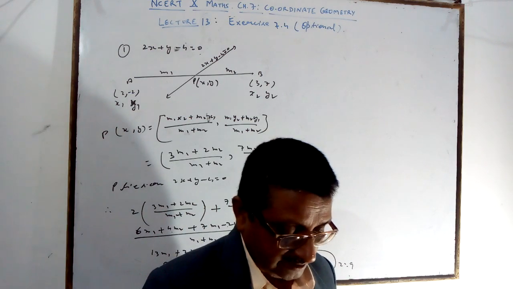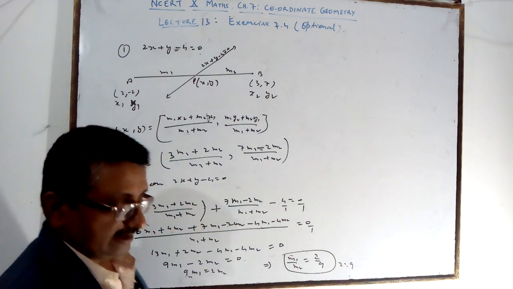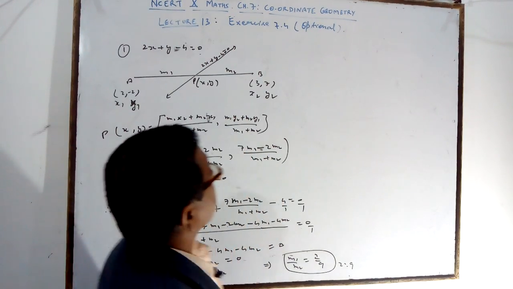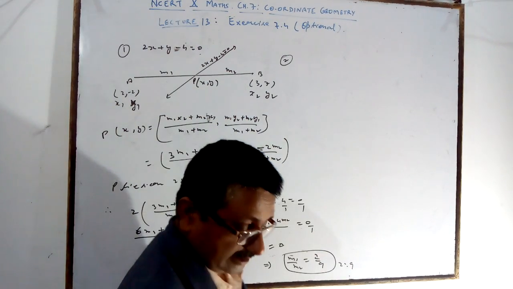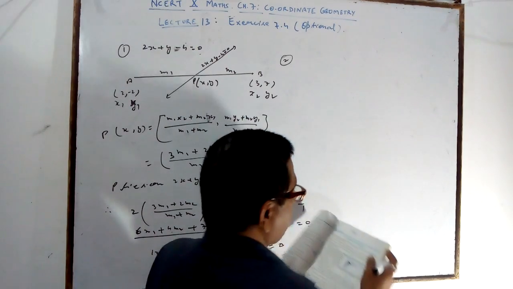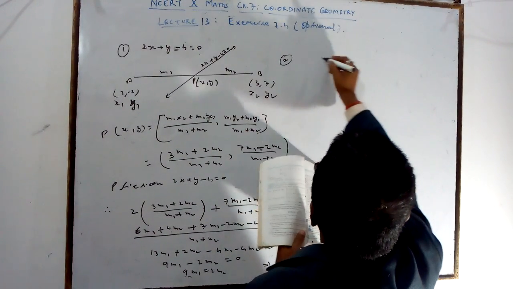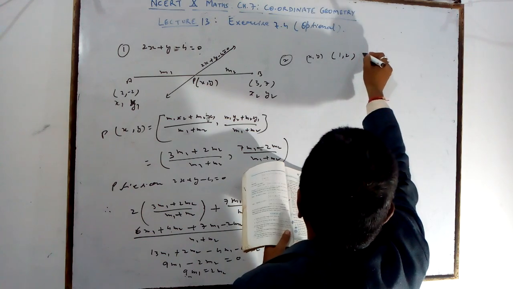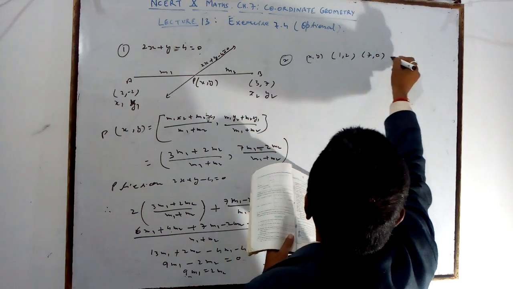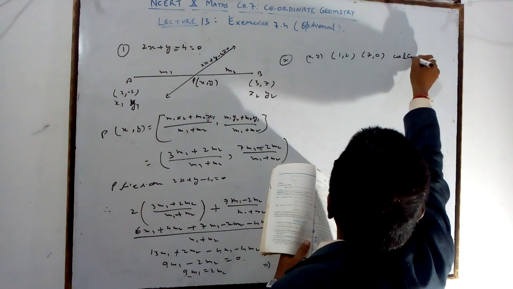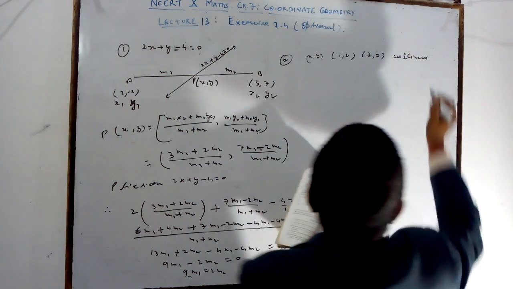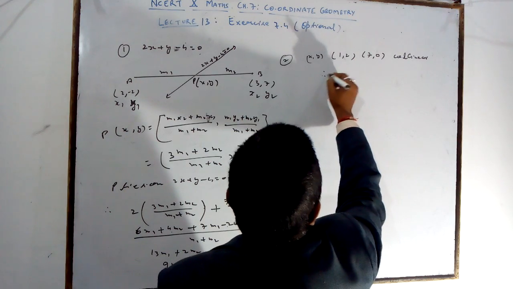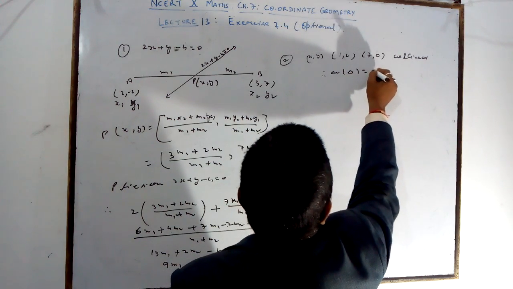Next, you will see: find the relation between x and y if the points are collinear. Find the relation between x and y. Collinear points are given. What is given? x comma y, 1 comma 2, 7 comma 0 are collinear. So no need to find the relation like a distance formula. Therefore, area of triangle is equal to 0.